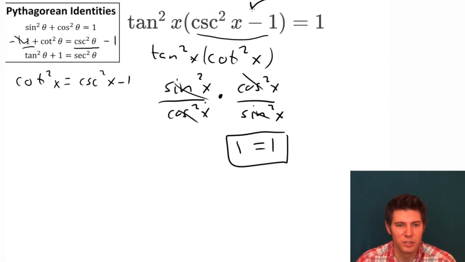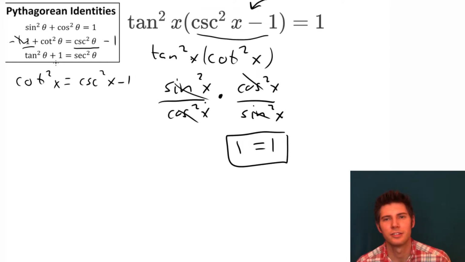The trick here was it was another Pythagorean identity, but it wasn't just sine and cosine, it was one of the other ones. And you just had to manipulate it a little bit to get the cosecant squared x minus 1 alone on one side, which gives the cotangent squared. And then rewrite in terms of sine and cosine, and you're done.